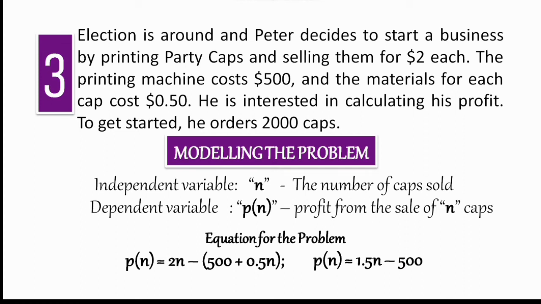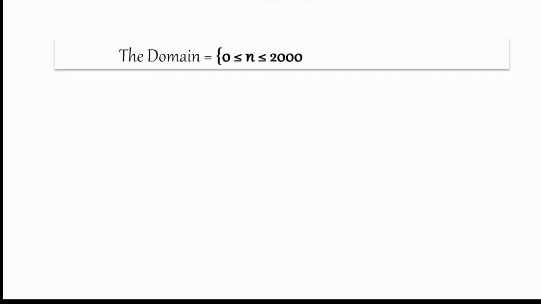Then we need to determine the domain and the range. So let's see the restriction here. The restriction is that he orders 2,000 caps. So the 2,000 cap is our restriction. So 0 to 2,000 caps is the number of caps that he will either sell or not. So it means the domain becomes the number of caps to be sold, which is 0 less than or equal to N less than or equal to 2,000, where N is a whole number.